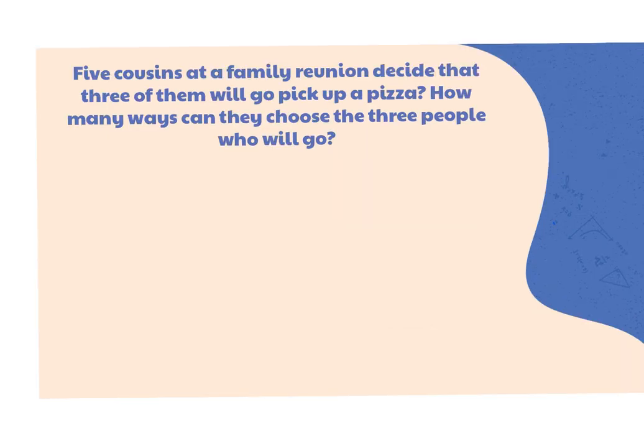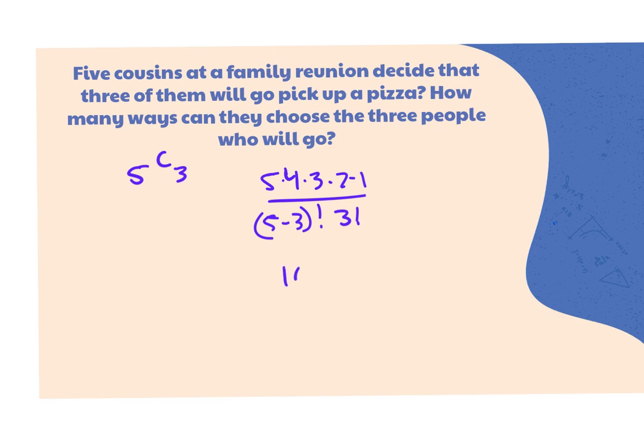Okay, 5 cousins are at a family reunion. They decide 3 of them are going to get pizza. How many different ways can they do it? So you've got 5 choose 3. It's going to be 5 factorial, so 5 times 4 times 3 times 2 times 1 over 5 minus 3 factorial and 3 factorial. So you've got 10 different ways.